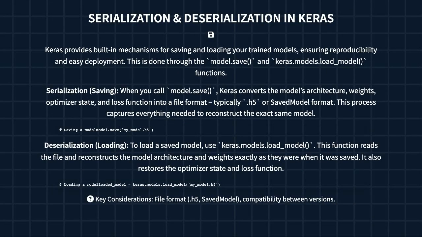Let's talk about saving and loading models in Keras. It's super important to be able to reuse your trained models later, or deploy them somewhere else. Keras makes this really easy with the model save function. It essentially creates a snapshot of everything about your model, its structure, all those learned weights, even how the optimization process was set up. This snapshot gets saved as an H5 file, which is a common format.